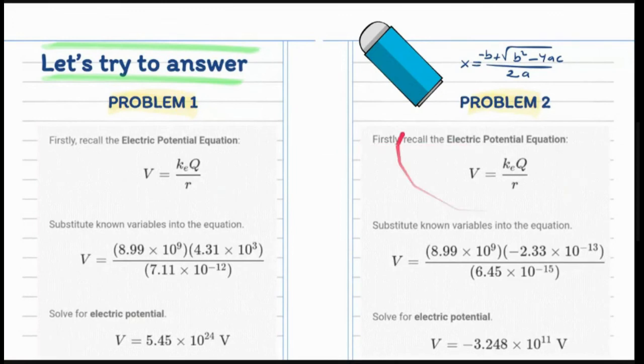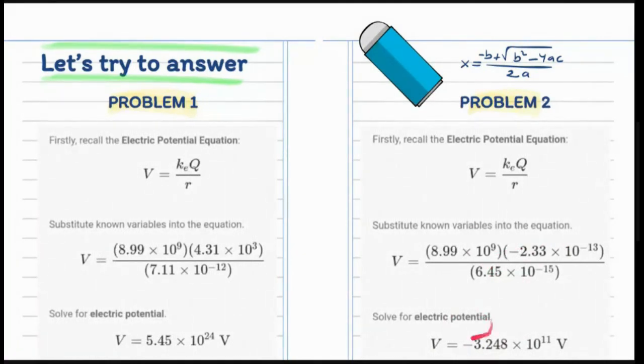Now the same process will be applied in number 2, or the second problem, wherein we substitute the values: Coulomb's constant, the source charge, and the distance from the source charge. And if we follow the same process as in problem number 1, we will have an electric potential of negative 3.248 times 10 to the positive 11 volts. Now the question is, why do we have a negative potential here? Because the electric charge is negative.